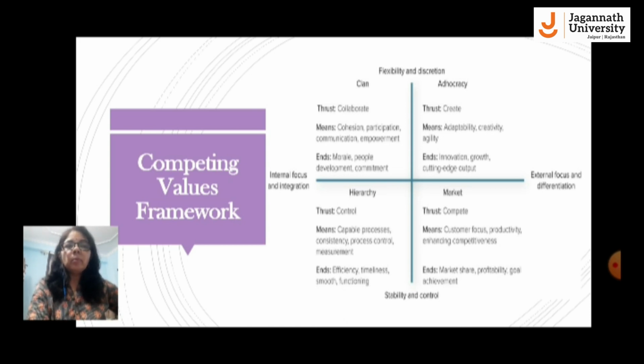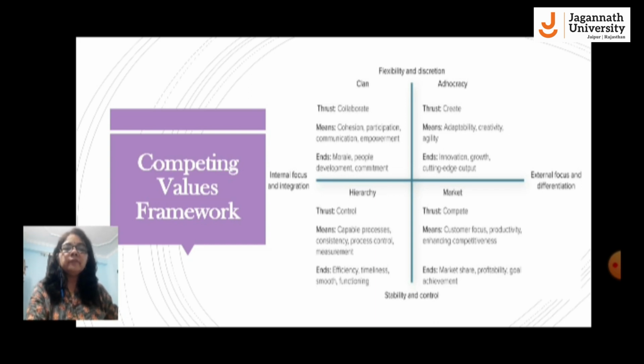So if we talk about the clan type of organization culture, the thrust here is to collaborate. The means of achieving this type of culture are cohesion, participation, communication, and empowerment, and the end result is morale, people development, and commitment.